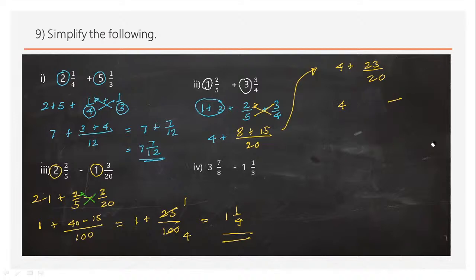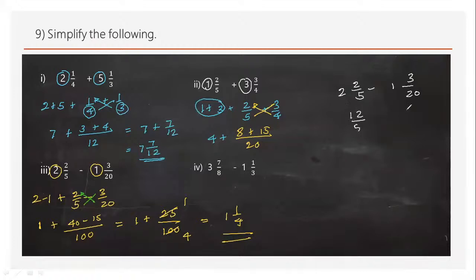This one we have done, so I will erase this. I need the space. Right. Same question, question number 3. 2 and 2 over 5 minus 1 and 3 over 20. Convert to improper. 5 times 2, 10 and 2, 12 over 5 minus 20 times 1, 20 and 3, 23 over 20. Now make a common denominator.